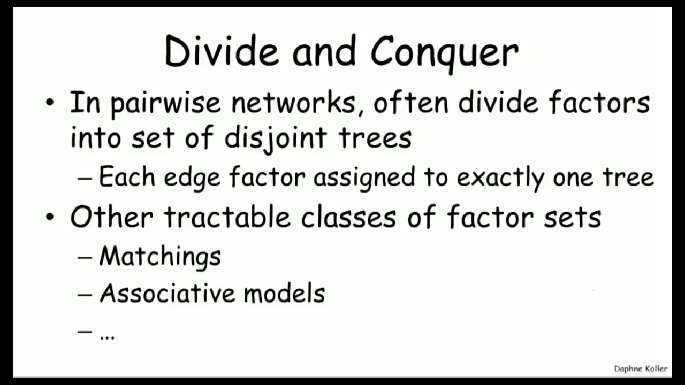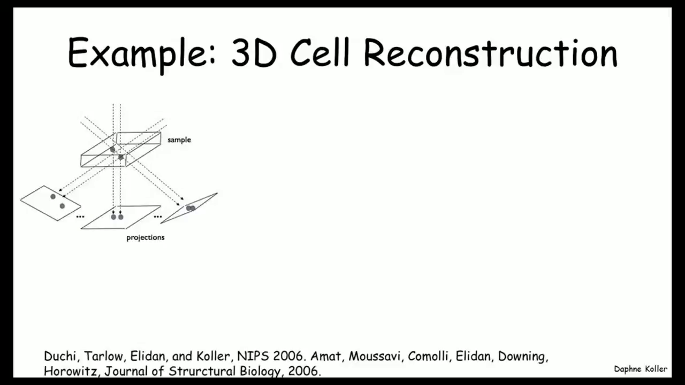But we also discussed that there are other classes of factors that offer tractable inference. So for example, we talked about matchings or models that are associative or regular or supermodular or whatever we call them. And all of these are tractable classes, and we can take a whole bunch of factors that fit into one of these tractable categories and optimize them together in one fell swoop. We don't need to divide into separate edges. So let's look at an example of this.